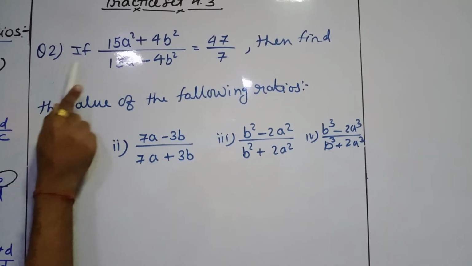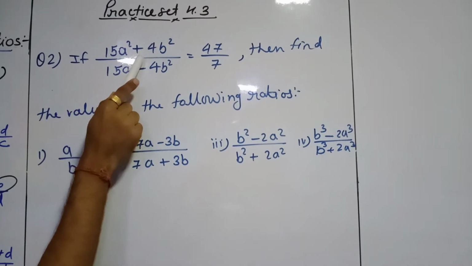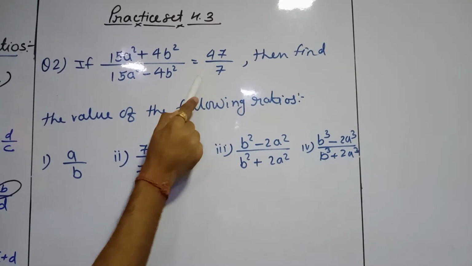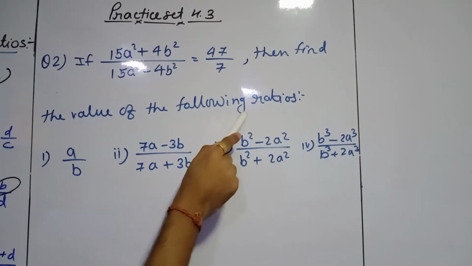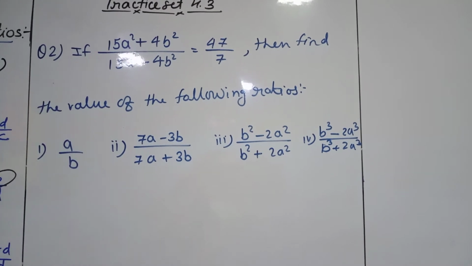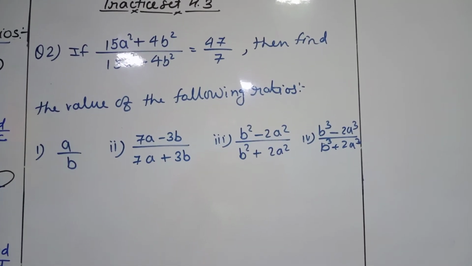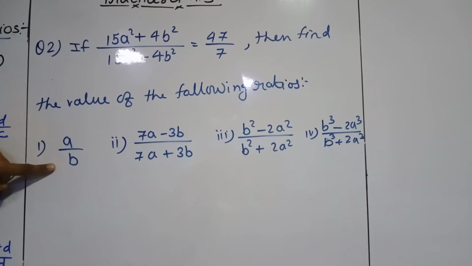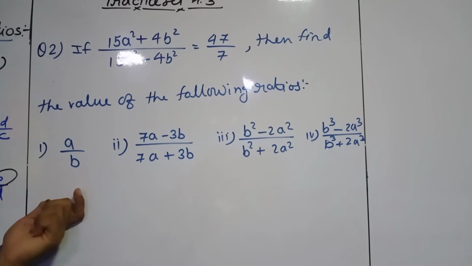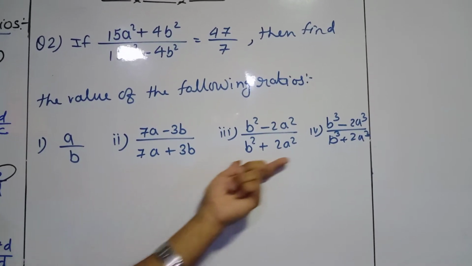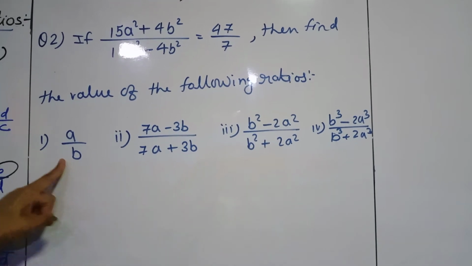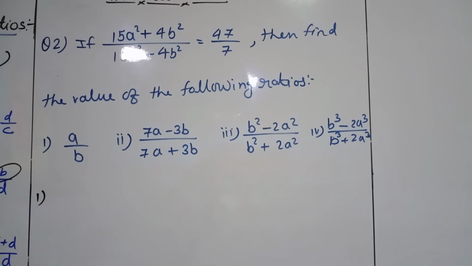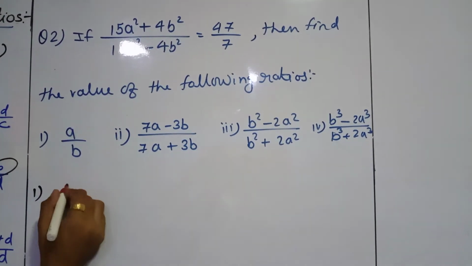Now question number 2. If 15a square plus 4b square upon 15a square minus 4b square is equal to 47 upon 7, then find the value of the following ratios. It is a little different from the first one. Not to worry, the first one is given, we have to find a upon b, and once we get a upon b, we can easily apply it like in the previous sum and find out the remaining 3 sums. So first the question is how we have to find a upon b. So let's see. To find a upon b, write what we have in the question.